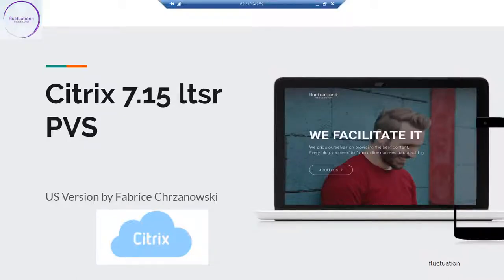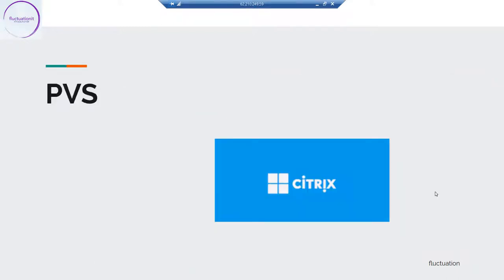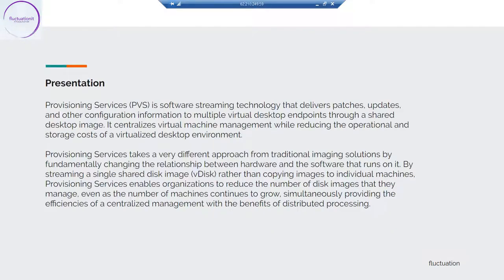Hello, welcome to this new training. This is a part about PVS, so Provisioning Services. Provisioning Services is a fantastic solution coming with Citrix. So, what is PVS? PVS is something amazing. I've been using PVS for more than 20 years, and it's a fantastic product.